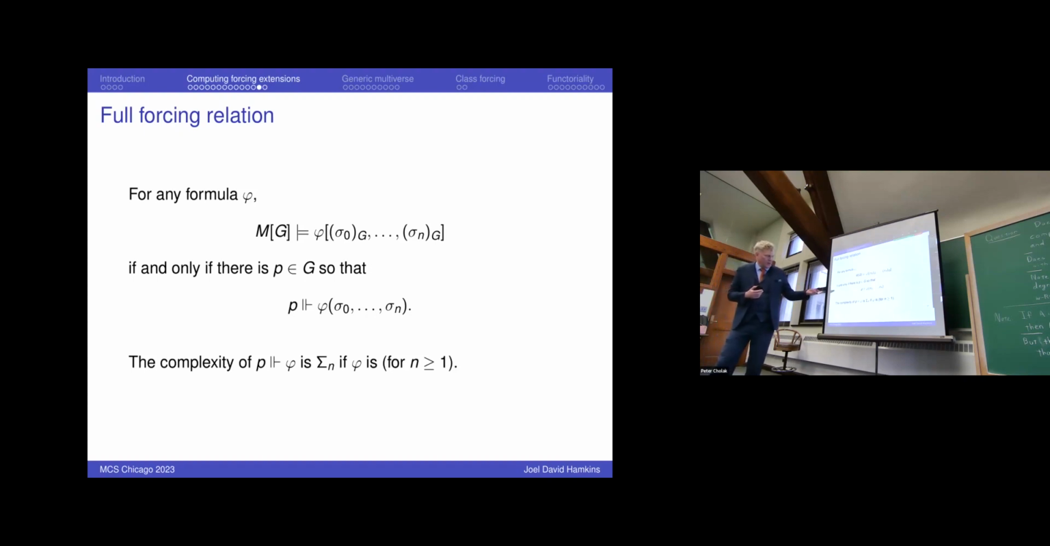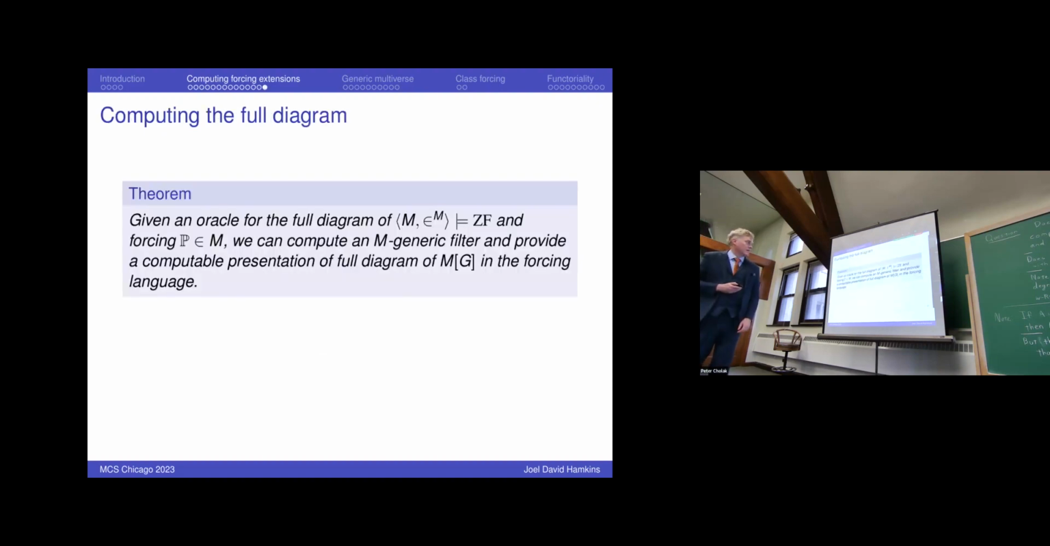Well, we have to know how complex this forcing relation is. If phi has complexity sigma n, then p forcing phi has complexity sigma n. The reason is that you force an existential just in case there's a name that you force works, so the quantifiers match exactly once you get to n at least one. Okay, so we can get the full diagram.